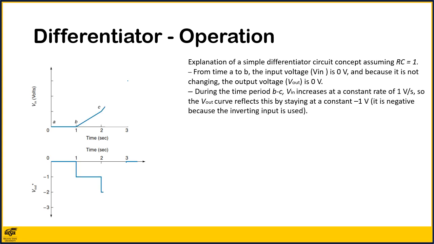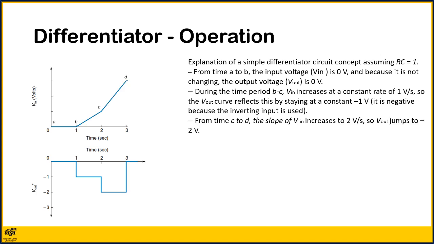During the time period B to C, Vin increases at a constant rate of 1 volt per second. So the Vout curve reflects this by staying at a constant negative 1 volt. It is negative because the inverting input is used. From time C to D, the slope of Vin increases to 2 volts per second, so Vout jumps to minus 2 volts. After time D, Vin stays at 3 volts, and because it's not changing, Vout is 0.